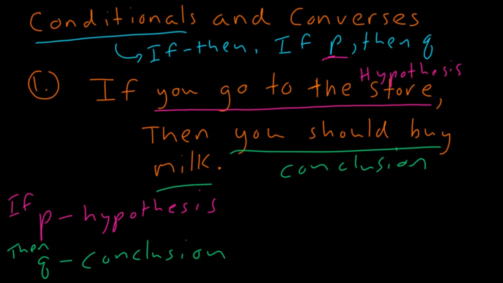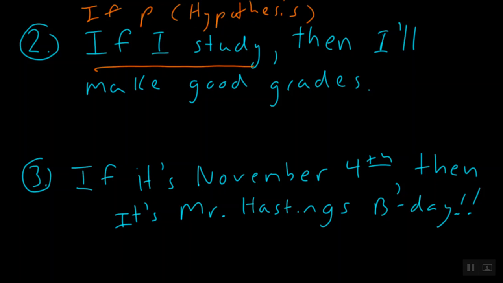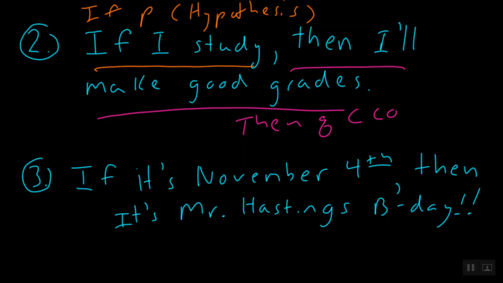Let's go ahead and move on to a second example so you can get some practice seeing this. Let's take a look at example 2. It says, if I study, comma. If I study, well, we know that this is our if P, or our hypothesis statement. And then, then I'll make good grades. So we're saying if P, then Q, and of course, what do we call that? That is our conclusion statement.